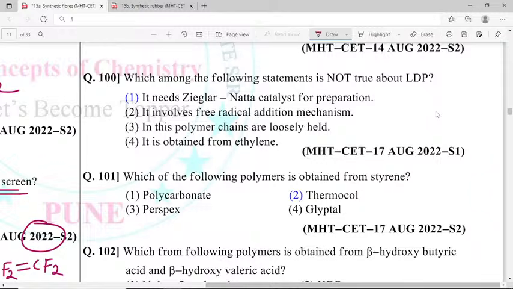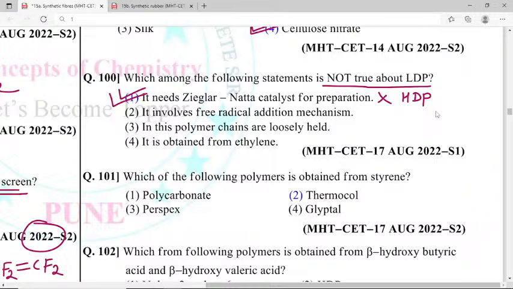Not true for low density polythene. It needs Ziegler-Natta catalyst for preparation. Yes, it is not true because it is for the HDP. So this is your answer actually. Ziegler-Natta catalyst is used for preparation of HDP, high density polythene, not for low density. So this is not true.